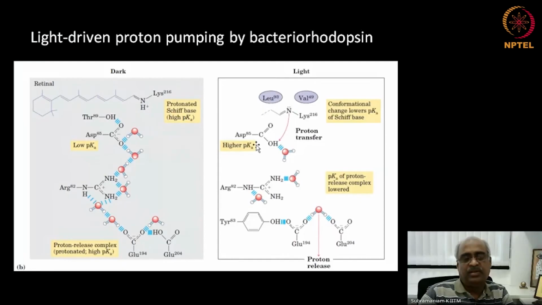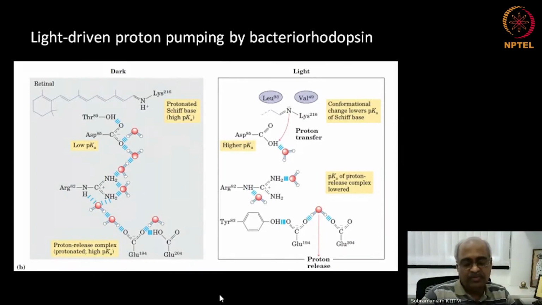Now this proton donated needs to be replenished, and that is done by another amino acid, in this case aspartic acid 85, and that eventually takes that proton from the cytoplasmic side. So essentially you are pumping protons from the cytoplasm to the periplasmic side whenever illumination happens. So this is how bacteriorhodopsin works.